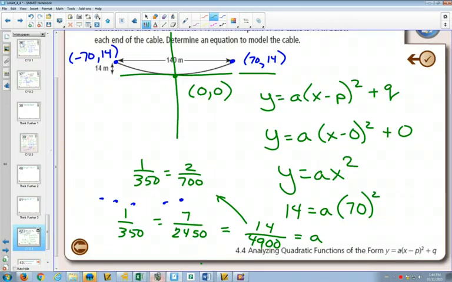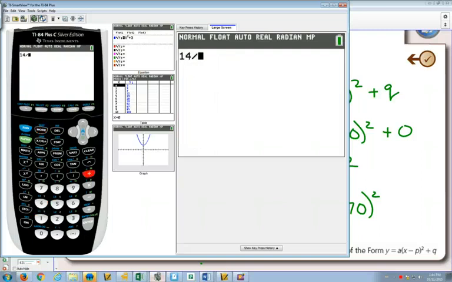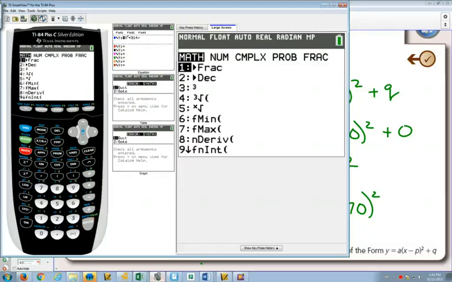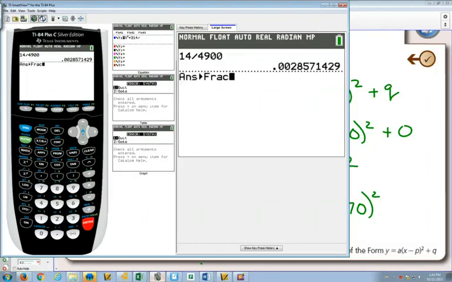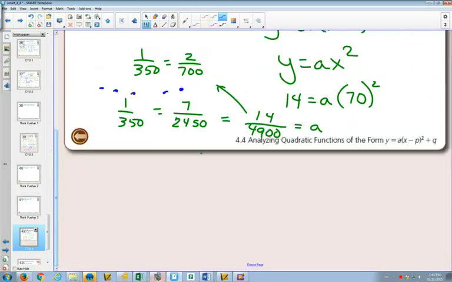Or if you had to go to your calculator to get a decimal, if you did 14 divided by 4900, and push enter, you get a decimal. Did you know that your calculator has built into it changing a decimal back to a fraction? So under your math button, the very first thing says write as a fraction. It takes that answer, it writes it as a fraction, but when it does, it reduces it to lowest terms. So that is a very helpful thing to do as well. So we get the 1 over 350 that way. So now we figured out our a value, and now we can write our equation.